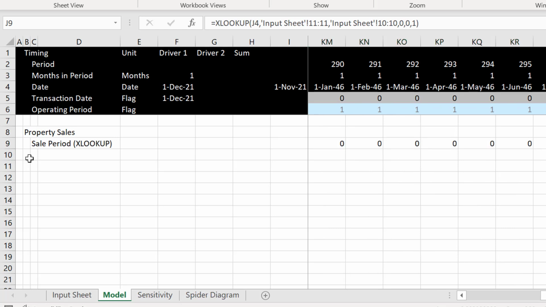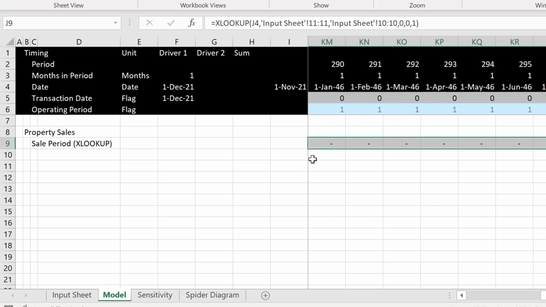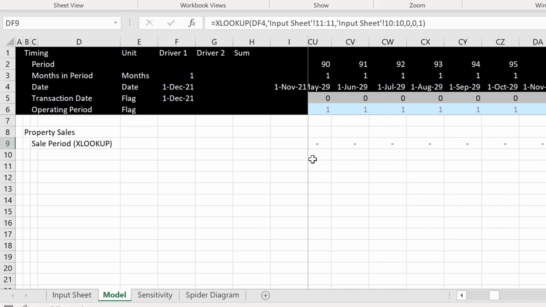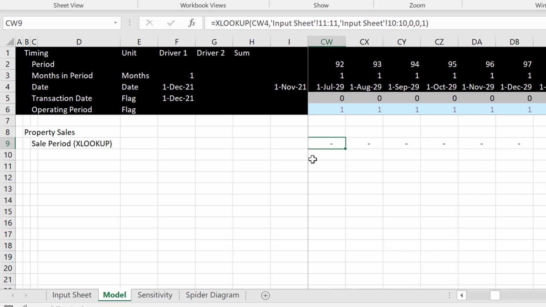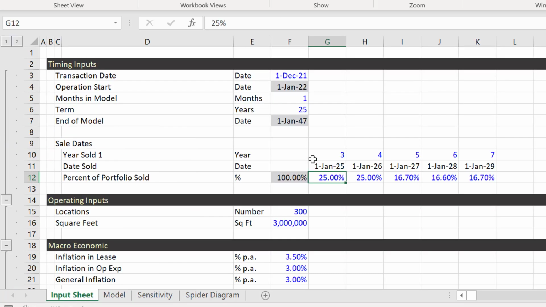I can't do that damn thing. I keep on getting this wrong in the videos because Shift Control D is. So we have 1, 2, 3, 4. We have our sales dates. Okay, now once we have that sale period, that's the first time I really needed XLOOKUP. It's so exciting. What an exciting day. And then let's put percentage of the portfolio sold.